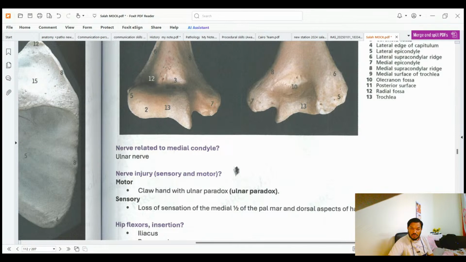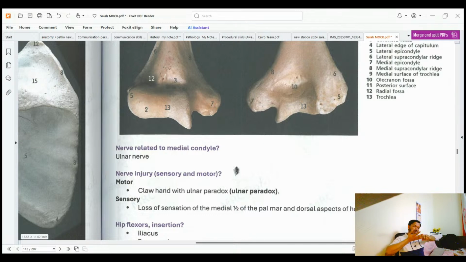Nerve injury, sensory and motor. If there is ulnar nerve injury, there will be claw hand with ulnar paradox, and sensory loss in the ulnar nerve distribution: loss of sensation of the medial one third of the palmar and dorsal aspect of the hand and fingers.